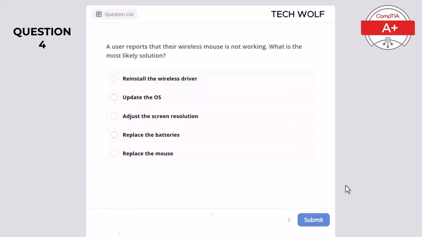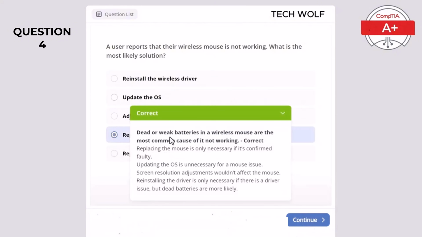intensive tasks. Next question is, a user reports that their wireless mouse is not working. What is the most likely solution? Reinstall the wireless driver, update the operating system, adjust the screen resolution, replace the batteries, or replace the mouse. The correct answer here is replace the batteries, as dead or weak batteries in a wireless mouse are the most common cause of it not working. Replacing the mouse is only necessary if it's confirmed faulty. Updating the operating system is unnecessary for a mouse issue.